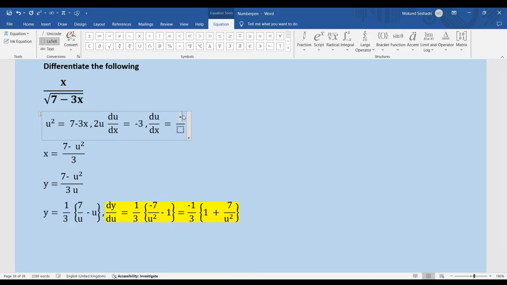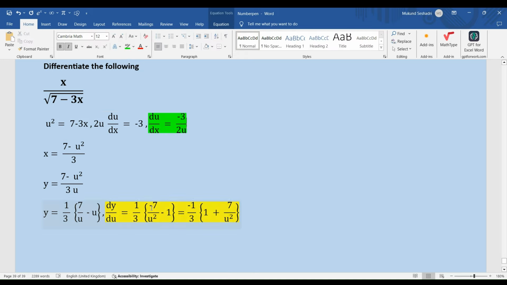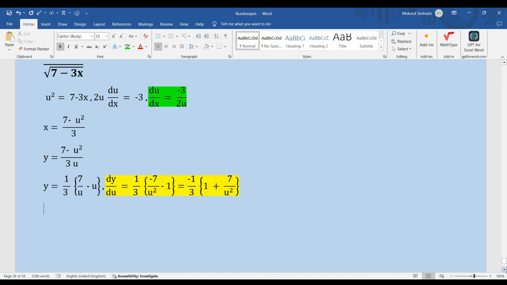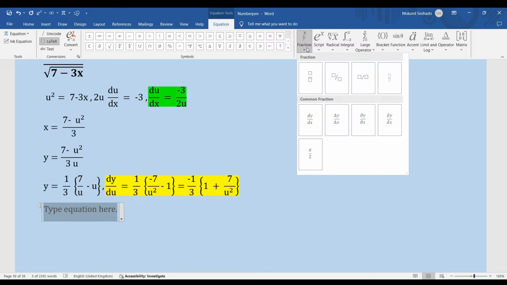So this is my du by dx. I'm going to put this out in green, right? And then I have my dy by du, right? In terms of u, my du by dx is also in terms of u. So I will go ahead and calculate my dy by dx and then eliminate u and represent the final answer in terms of x, right? So what is my dy by dx?